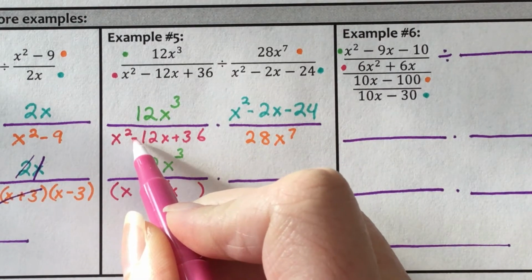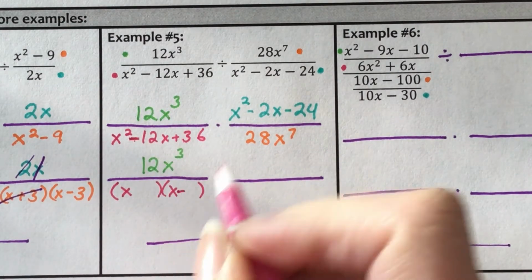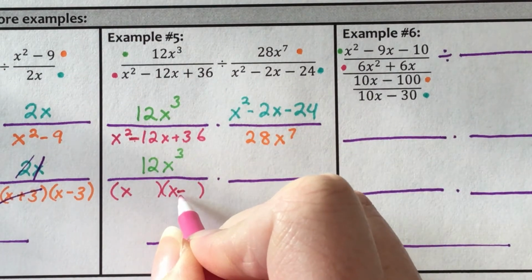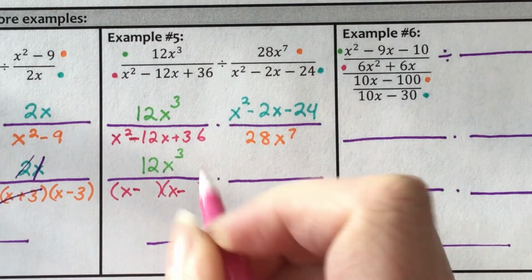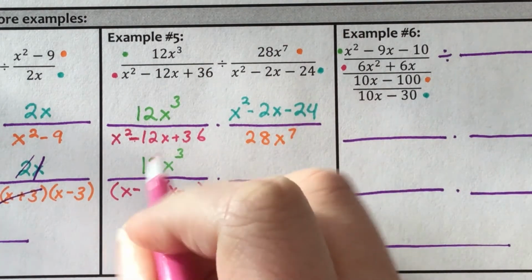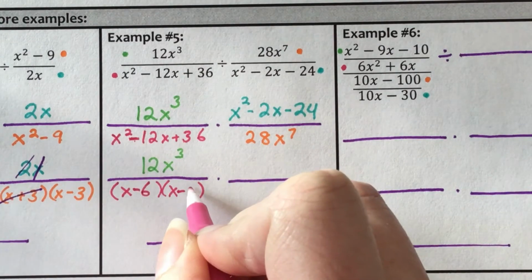The big number is negative because that sign is negative. And the small number, since this is a positive, is going to have the same sign as this. So copy this sign over here. What adds to get negative 12 and multiplies to get 36? How about negative 6 and negative 6?